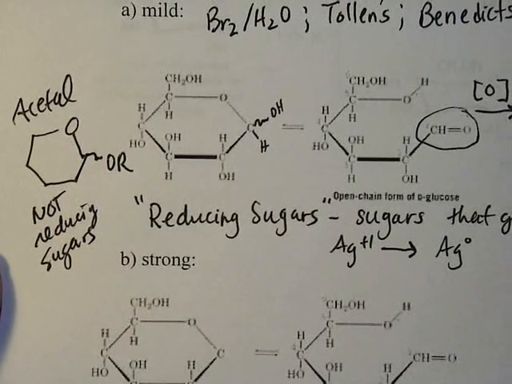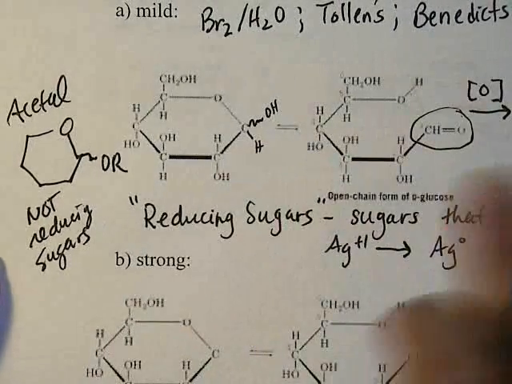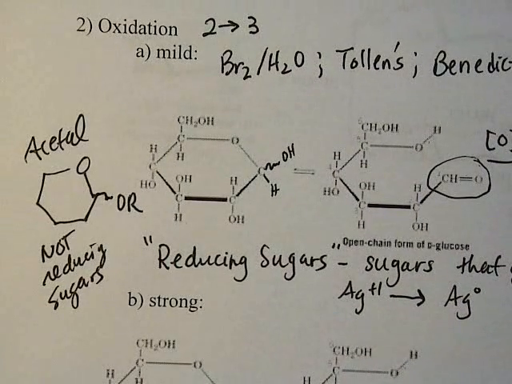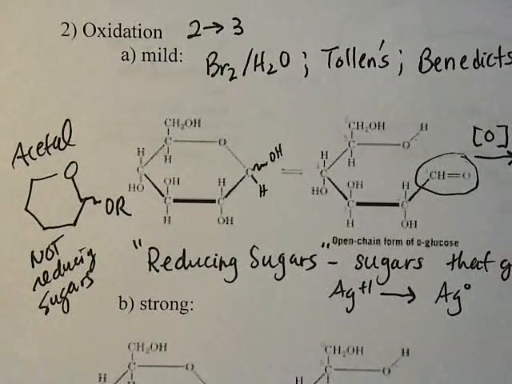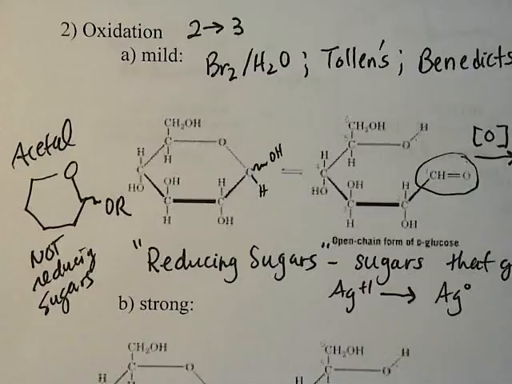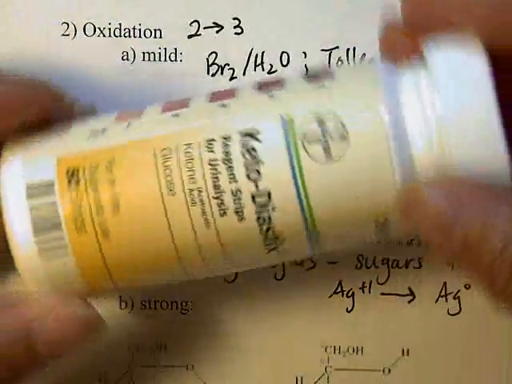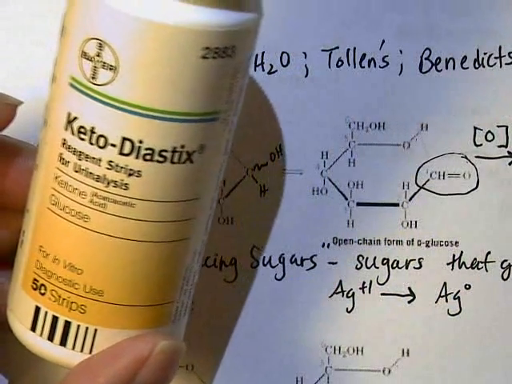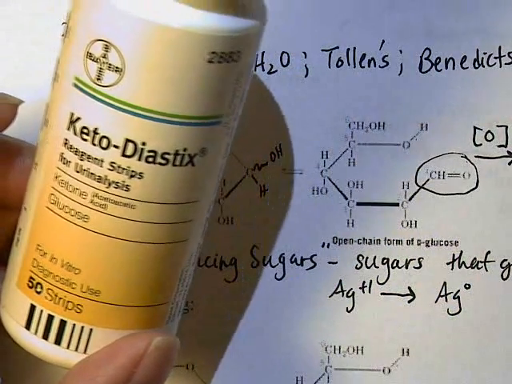All right, so this test, Benedict's test, is actually used in lab and at home to see if there's any glucose in your urine. So that's one of the quick ways to test if you're diabetic or not, because if you are diabetic, you have a high level of glucose in your bloodstream or in your urine, and so they want to be able to test that quickly, and they have these sticks that you could buy, and they do this in a lab, doctor's office.